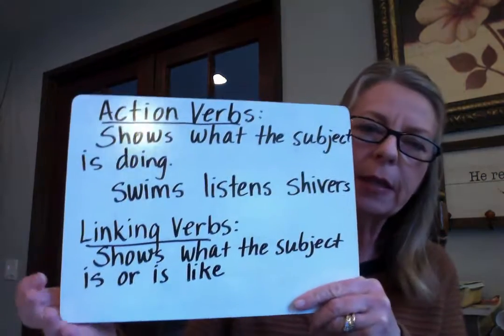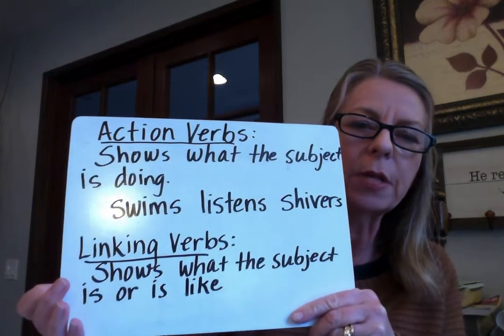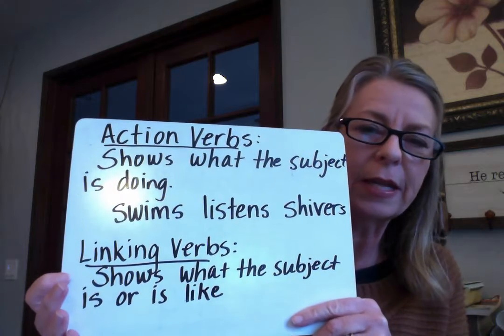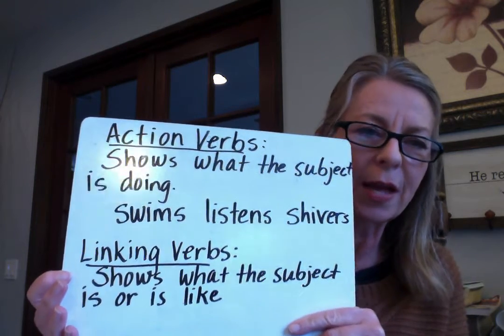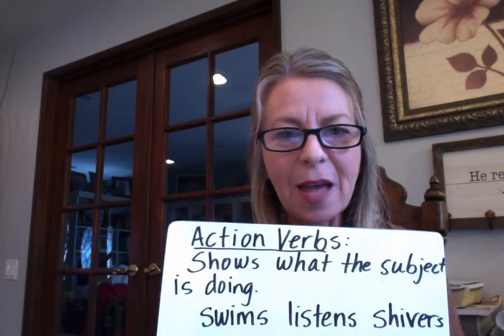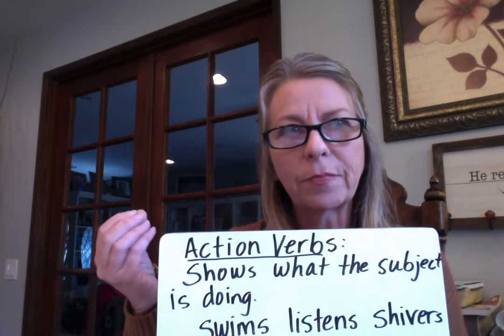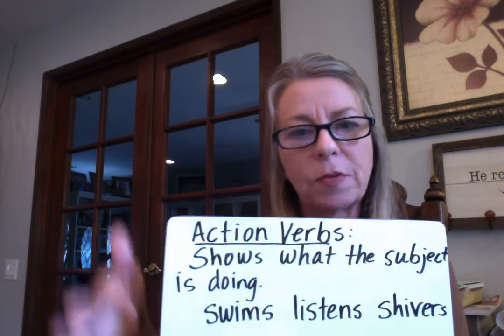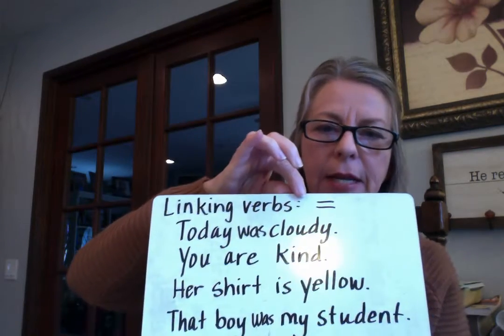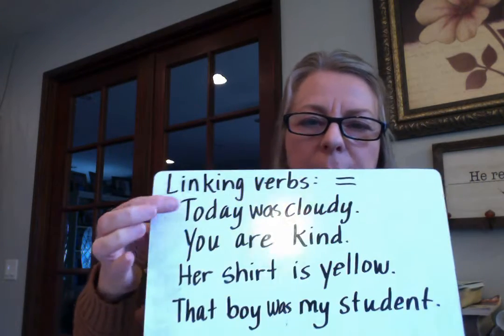Then we talked about linking verbs, and linking verbs show what the subject is or is like. So the linking verbs don't really show any action. Linking verbs are is or are, am, and then the rest of the sentence goes back to that subject. So we always think of linking verbs sort of like an equal sign in the sentence. Okay, so here are some examples.